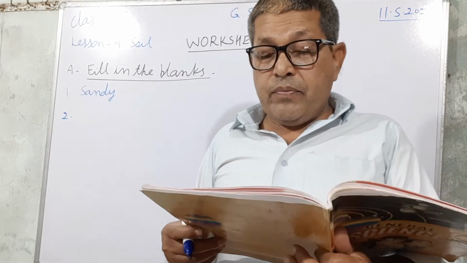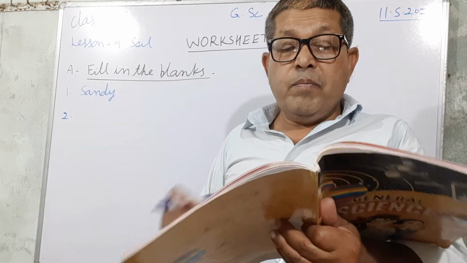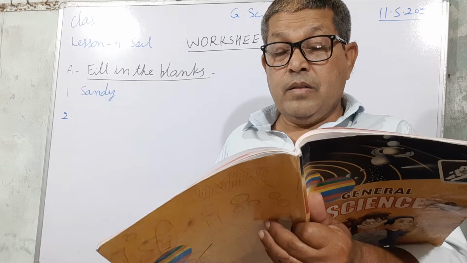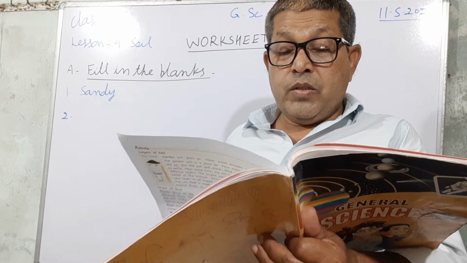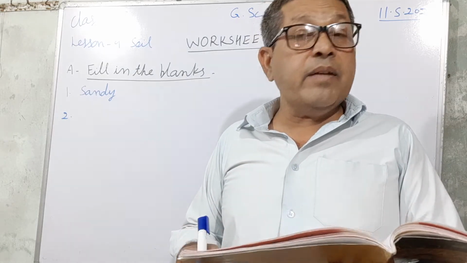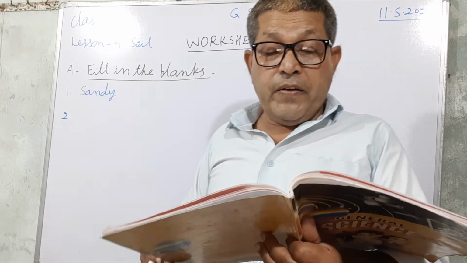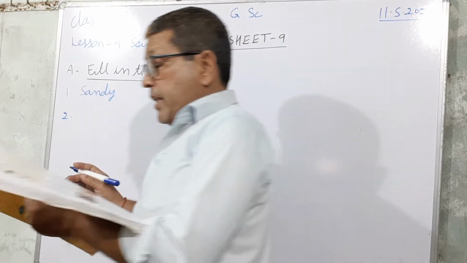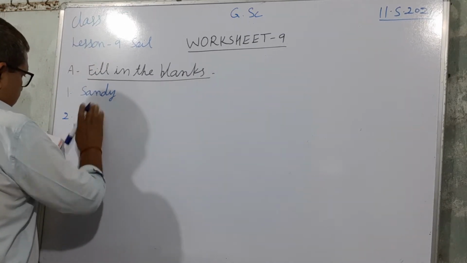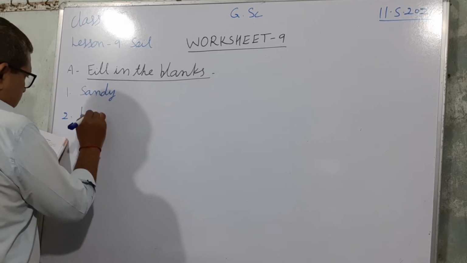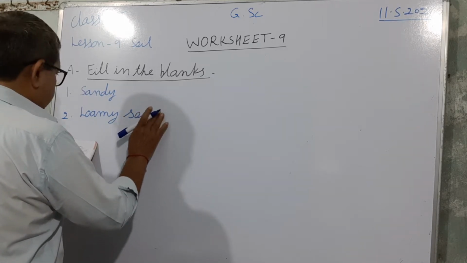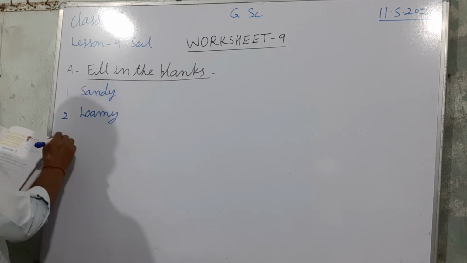And second, soil can hold enough water and enough air for plants. Which will be correct? What do you have to fill? Loamy soil. Second, loamy soil. Since soil is already written, there is no need to write soil again.